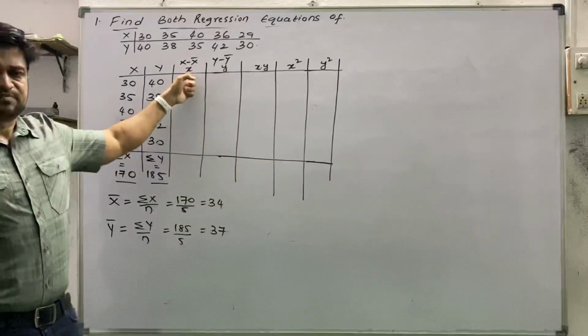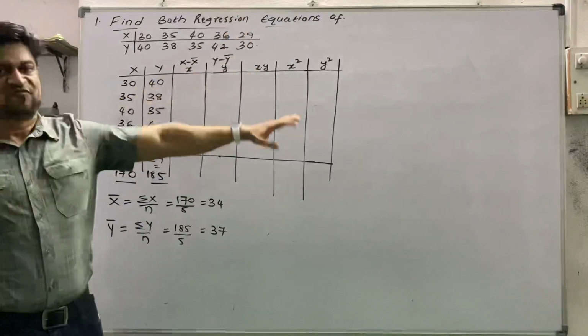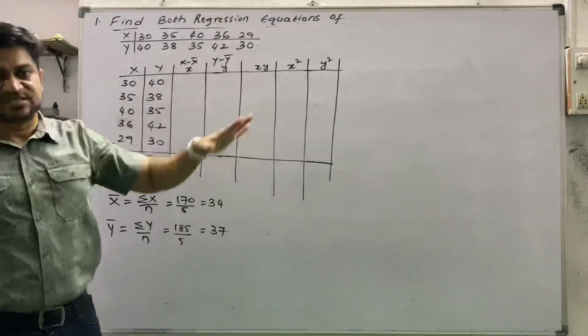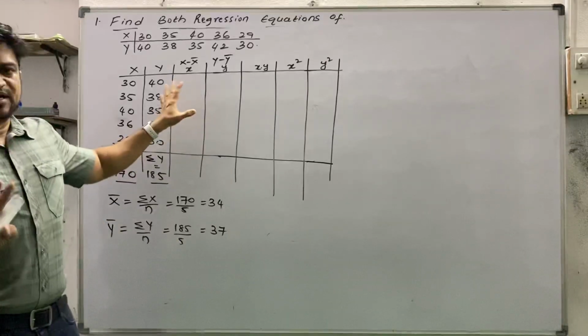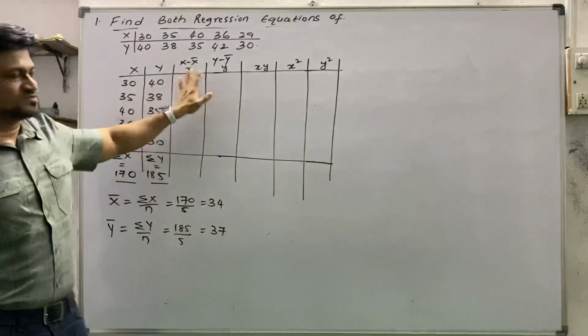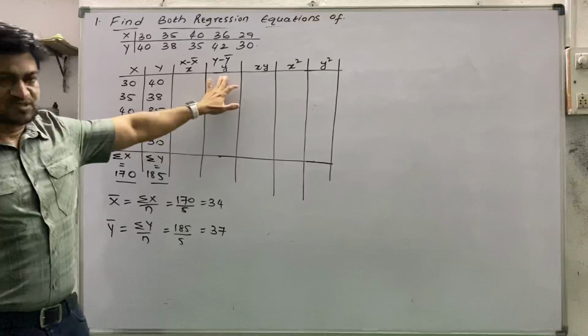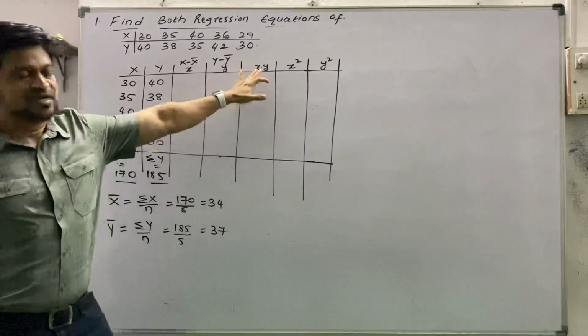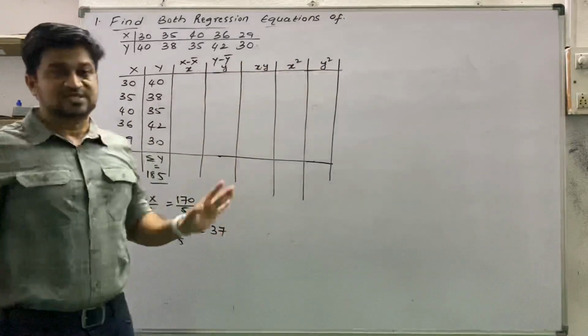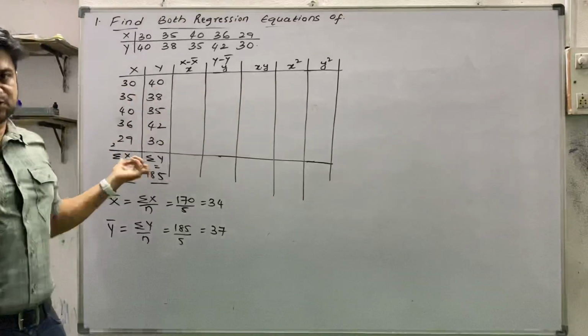What are the column names? Learn those column names by heart; again, at the time of formulas I will show you how we are considering these columns. What is that? First one x, second one small y, third one x into y, x square and y square. These are the extra columns apart from the question.